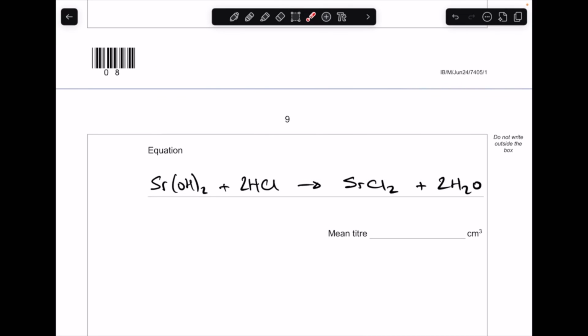So starting with the equation, strontium hydroxide reacts with 2 moles of hydrochloric acid to make the salt strontium chloride and 2 moles of H2O.